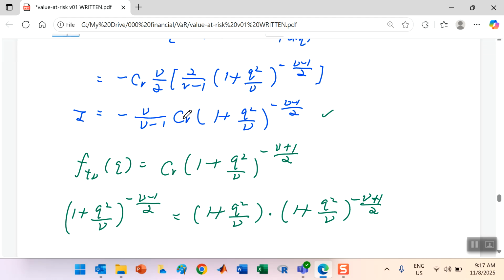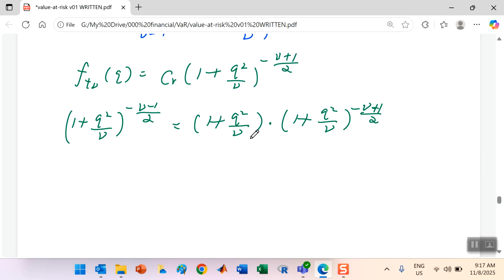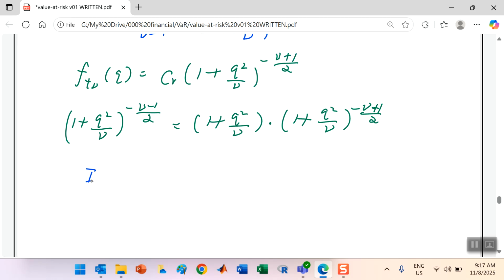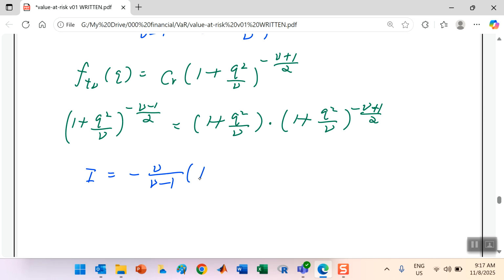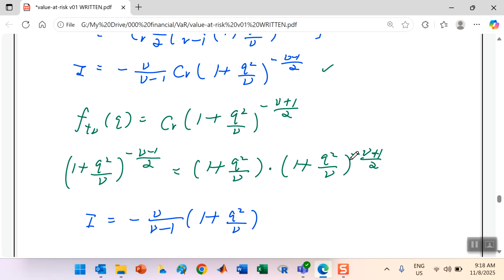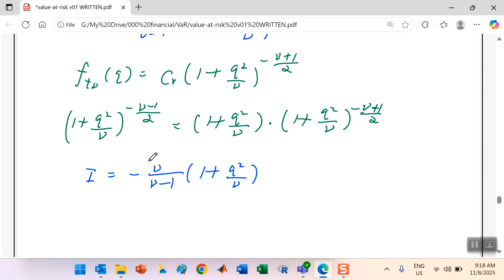Okay? So this CV times this one is actually your, so you have the ft, and in your integration you can write I is mu over mu minus 1, which is this value here. This is 1 plus q square over mu. So the CV times this term is the ft. Okay, so now we go back to the ft here. Now we have I in terms of the PDF and a constant in front of it.